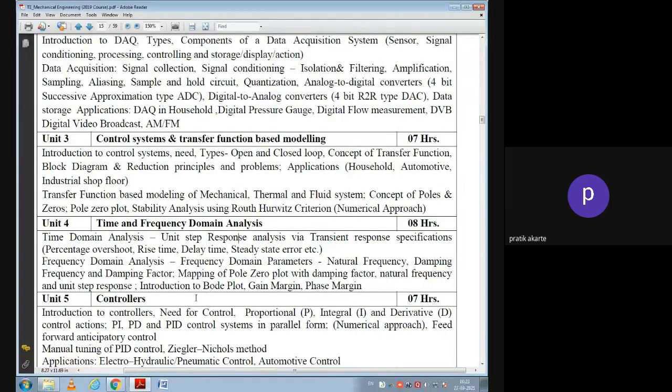We'll discuss what is Bode plot. It's one of the diagrams which is used for the analysis of your control system, and then we'll discuss what is gain margin, what is phase margin, etc. So these are the things that are included in unit number 4. So let us start unit number 4.